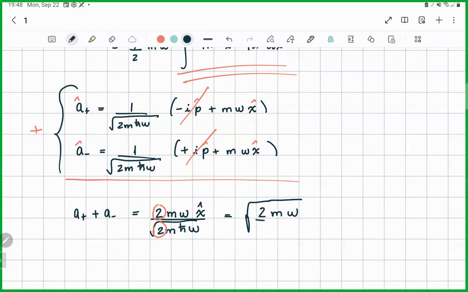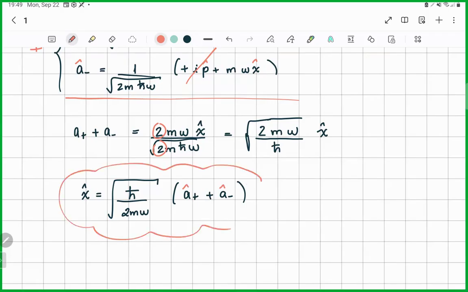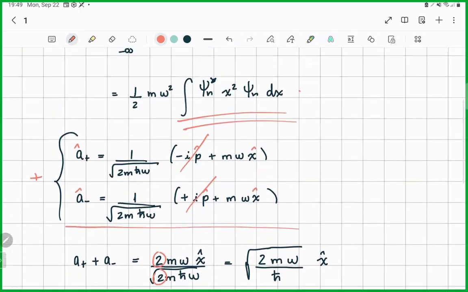And below we keep the h bar. All that is a prefactor in front of x. So in other words, I can write that the operator x is the square root of h bar divided by 2m omega, and the sum of these two operators, the raising operator and the lowering operator. How can this help us solve this integral? It can help us a lot.